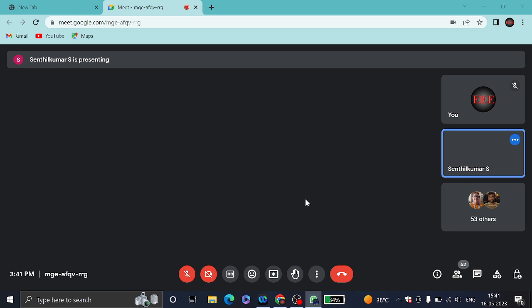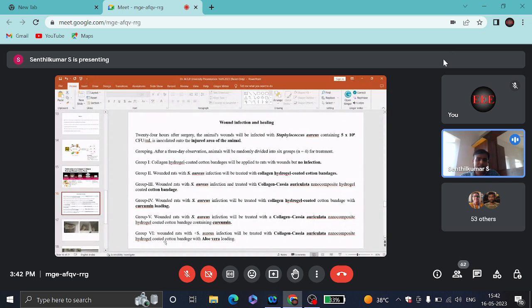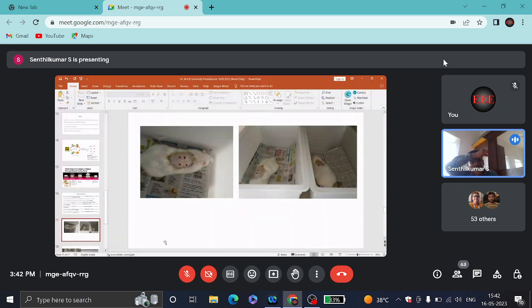Then we formed six different groups, each group having 4 animals. First group, the non-infected group. Second group, hydrogel coated cotton bandage. Third group, herb plus nanocomposite plus hydrogel. Fourth group, collagen hydrogel coated cotton bandage with curcumin loading. Fifth group, curcumin loading plus hydrogel plus herb. Sixth group, herb nanocomposite and aloe vera loaded. We separated six different groups of these pads, then we introduced the pads to the animals.